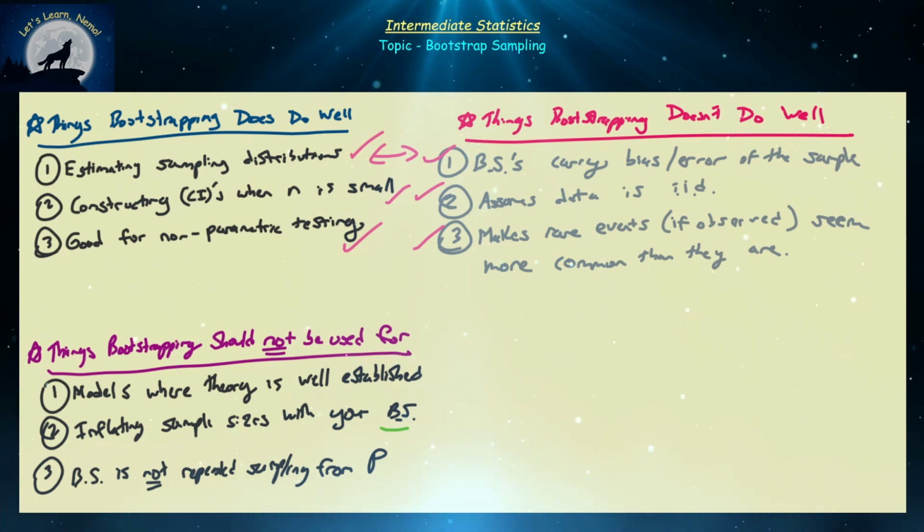If you want to make your sample size bigger, go out and sample more people, but do not replicate your sample for those reasons. Also, bootstrap sampling is not repeated sampling from your population. It's repeated sampling from your sample, which is very, very different, because if your sample has bias, then your bootstrap samples will also.